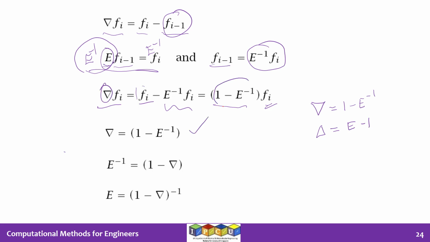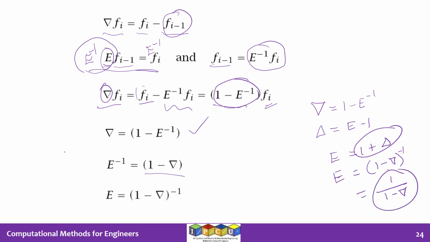Nabla would be equal to 1 minus E inverse, and we can write E inverse as 1 minus nabla and E as 1 minus nabla inverse. Inverting both sides, I can get this. So E is 1 plus delta. E is also 1 minus the backward difference operator, inverted. So it's like 1 by 1 minus this. That is E. So E is this as well as this.